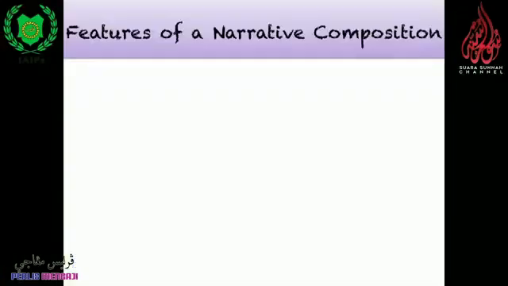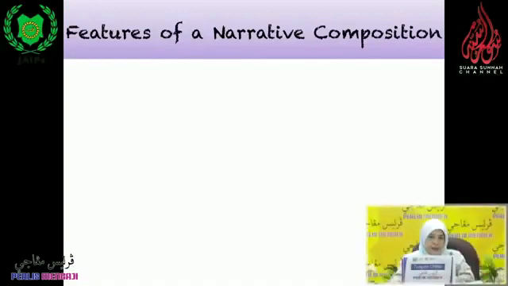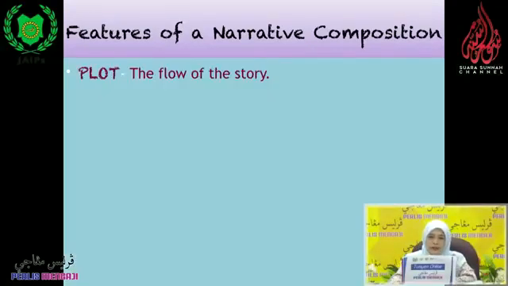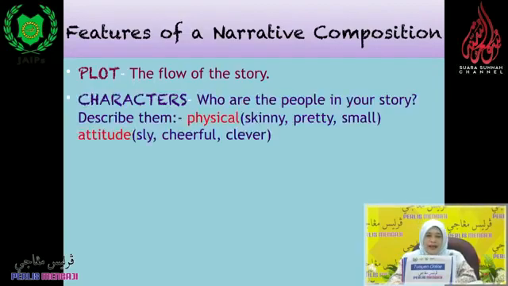Now the next one, features of narrative composition. What are the features of narrative composition? The first one is that you must have a plot, that is the flow of the story. And then you have the characters. Who are the people in your story? You describe them physical wise: skinny, pretty, small, tall, dark and handsome. Attitude: sly, cheerful, clever. And then you must have the setting.